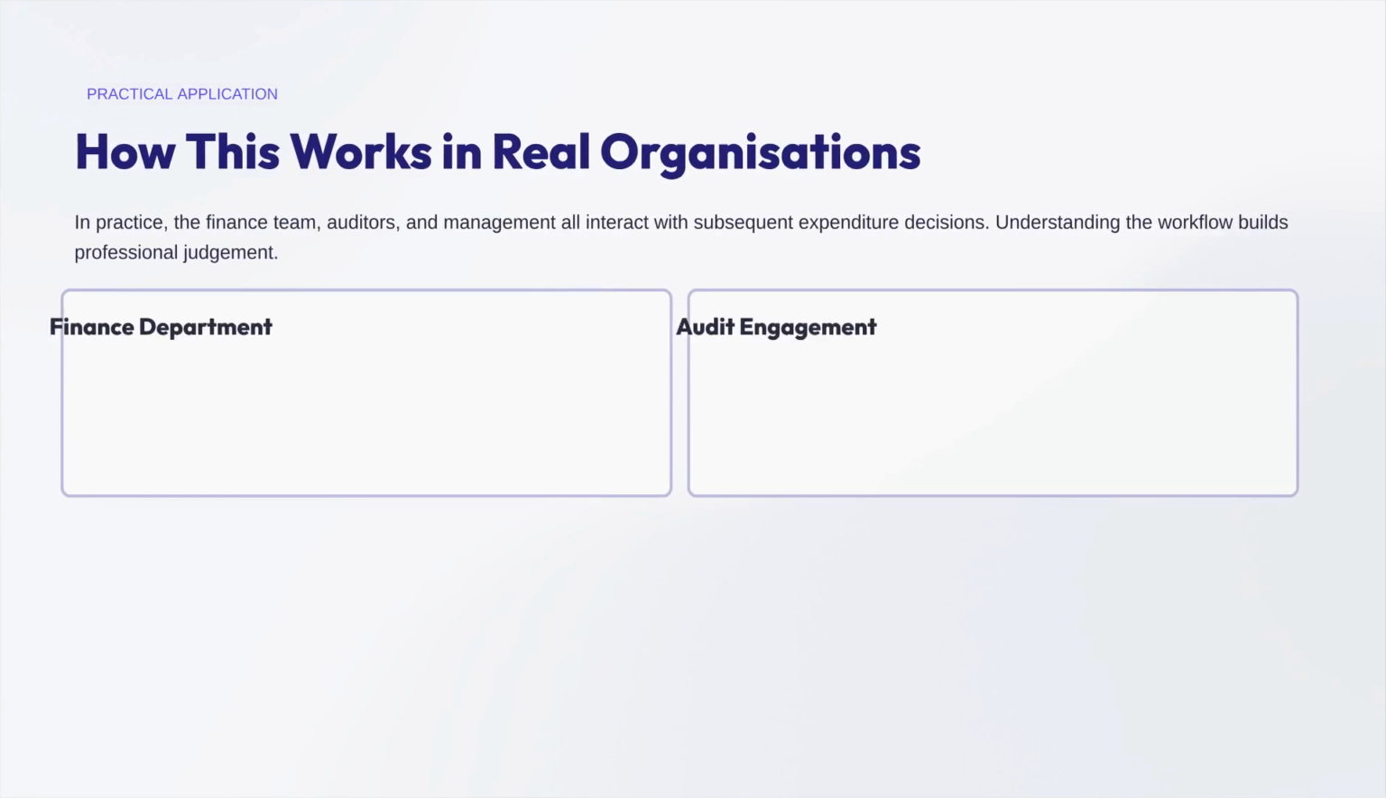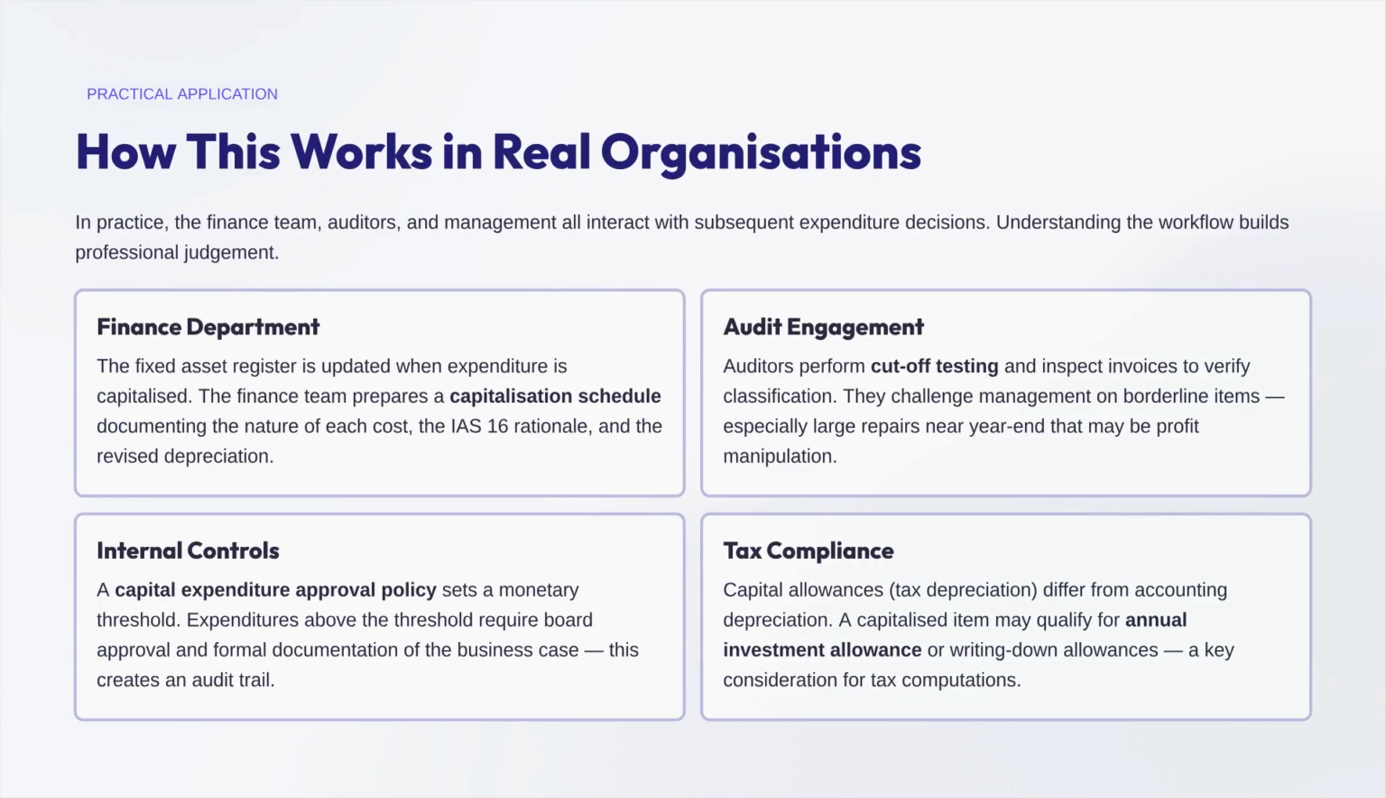Let's ground the theory in how real organizations actually handle these decisions. Because subsequent expenditure isn't just an exam topic, it's a workflow that involves several teams. Start with the finance department. When expenditure is capitalized, the fixed asset register is updated, and the team prepares a capitalization schedule documenting the nature of each cost, the IAS 16 rationale, and the revised depreciation. That paper trail is gold.